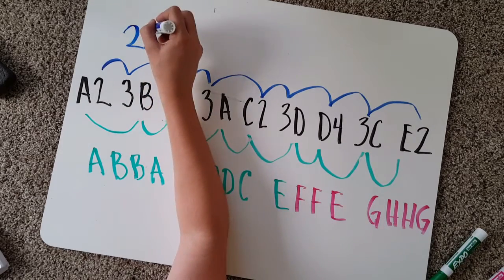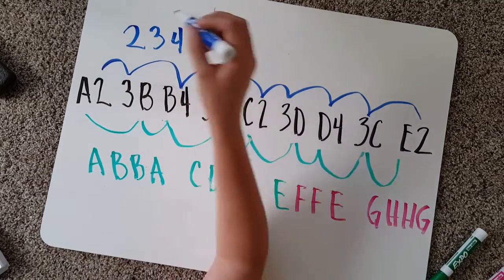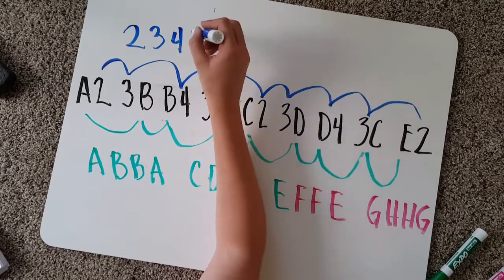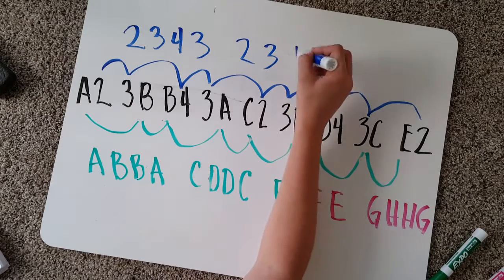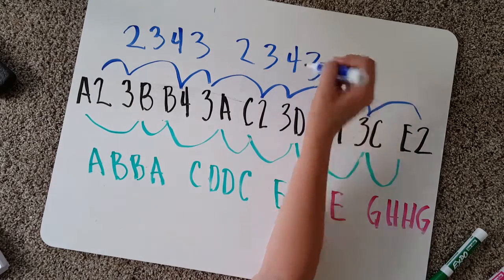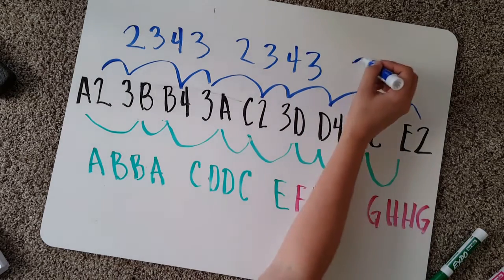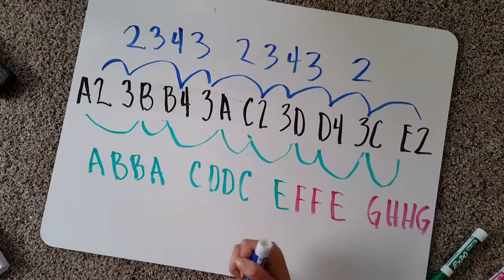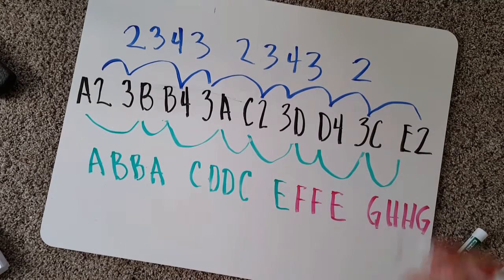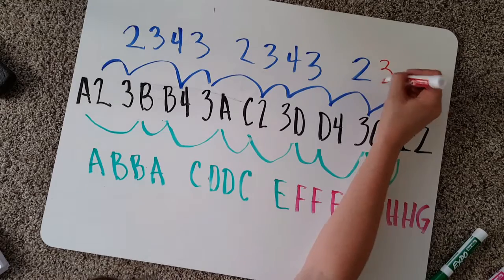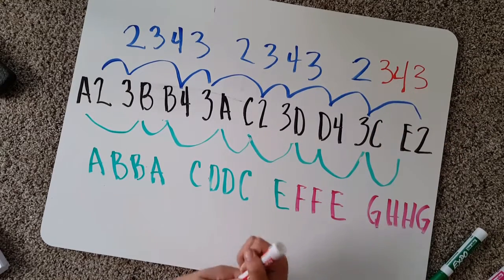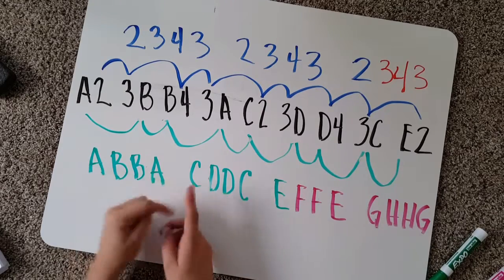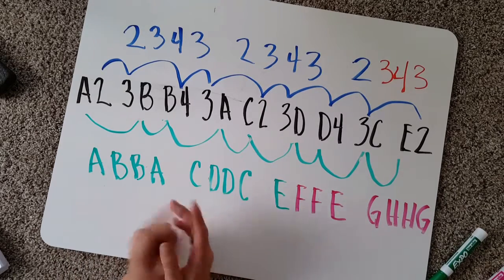So let's write that down. 2, 3, 4, 3. And then 2. And then if you were to continue that one out, you would suspect that it would be 3, 4, and then another 3. So you could go through and disperse all of them.